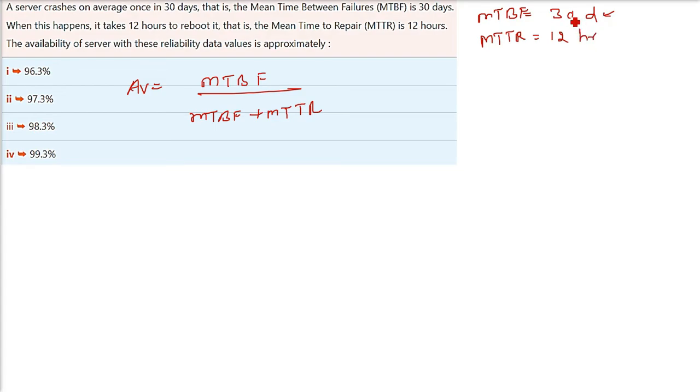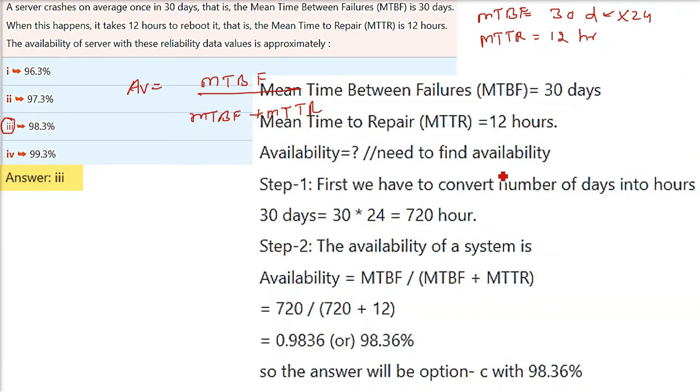One day is 24 hours, so you just multiply by 24. You will get 720, I guess. So the answer is the third. If you want to try, you can try. I'll just show you how to do this. See, 30 days, we have converted into 720 by multiplying with 24. One day has 24 hours. Now MTBF is 720, divided by 720, which is MTBF, plus the MTTR, that is 12. So the answer will be 98.36%. It will come as 0.9836, in percentage it will be 98.36. So this is the answer.